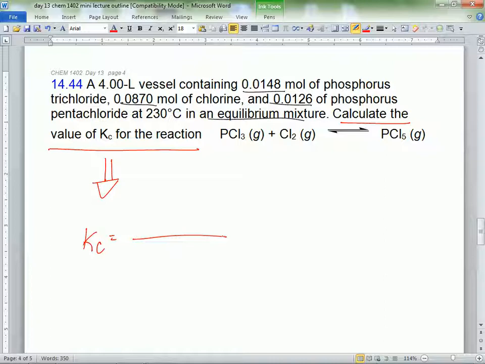You need brackets. You can't write them like that. You have to have brackets. Good. Now you got to find, Vivian, the concentration of each one of those. Moles over liters. And then you find Kc.